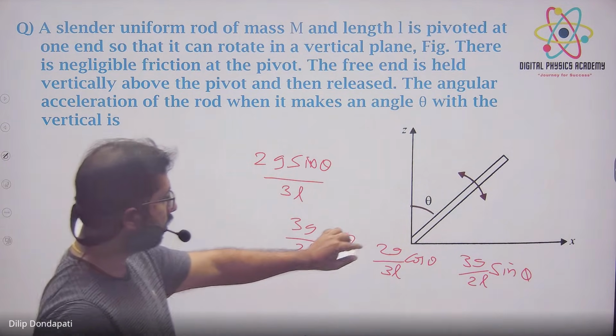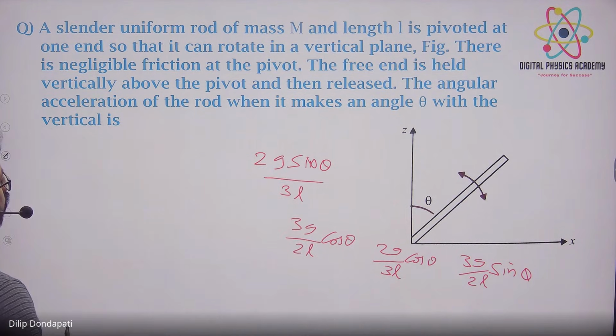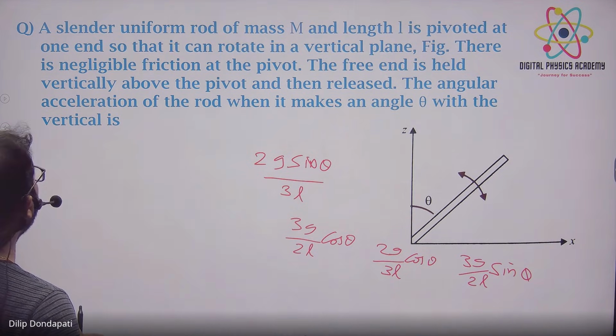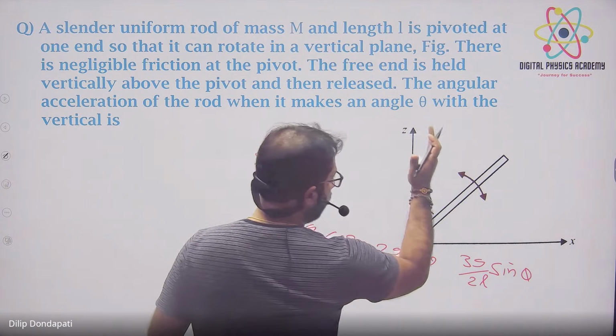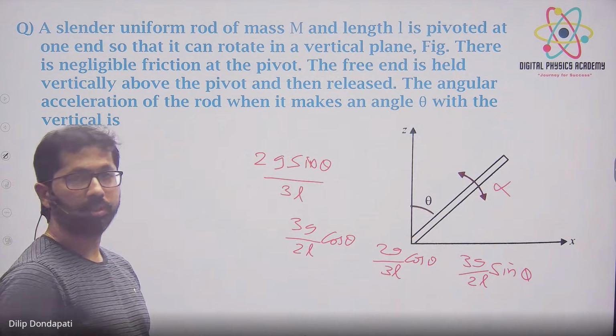It is pivoted at this point. It is released from here. There is negligible friction in the pivot. The free end is held vertically above the pivot and then released. The angular acceleration of the rod when it makes angle theta with the vertical. When it is falling from here, at this point, what is the angular acceleration? Alpha is how much? It's at an angle theta.